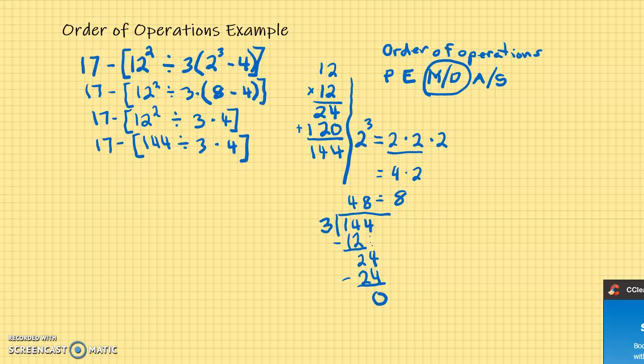3 goes into 144 48 times. Okay, sorry, it looks like it's kind of part of this calculation here. Okay, so now we have 17 minus, and 144 divided by 3 is 48, times 4. So now we have the times 4 here. So the division did come first, okay? And now we're going to multiply 48 and 4.